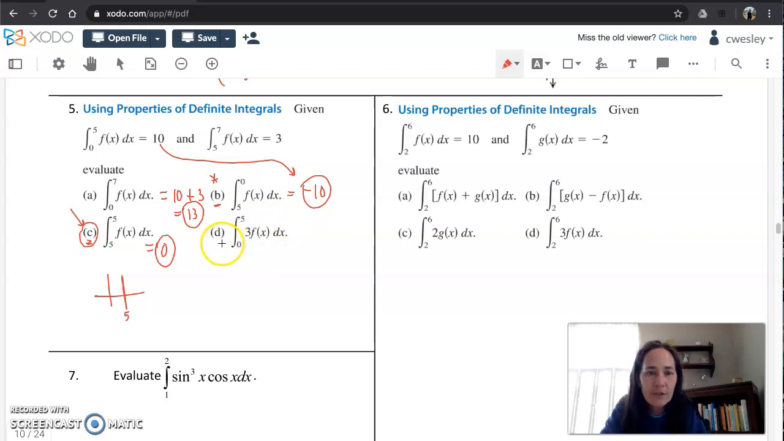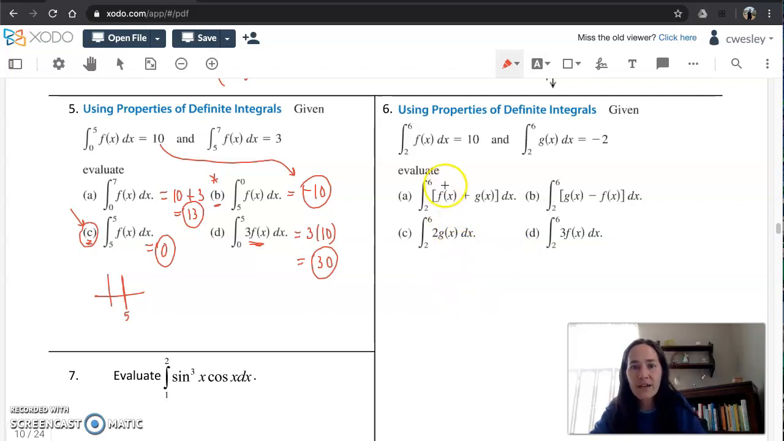Can we solve the last one? D says integral from 0 to 5, which we have, but not of f of x, of triple f of x. Well, rule says easy enough. You can just take its integral, 10, and triple the 10. Leave the constant in your answer, and you get 30. 6 is very similar. I would encourage you to pause the video, try 6 on your own, and then tune back in so you can see if our answers match up.